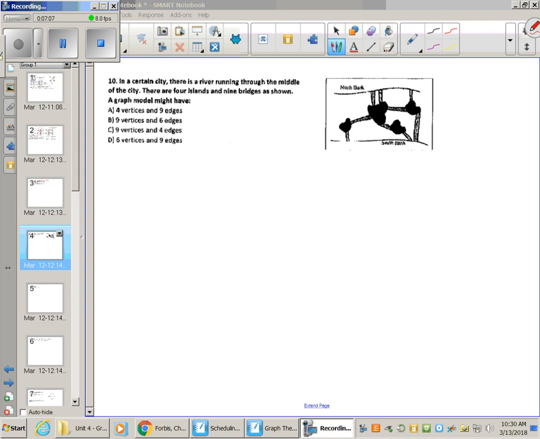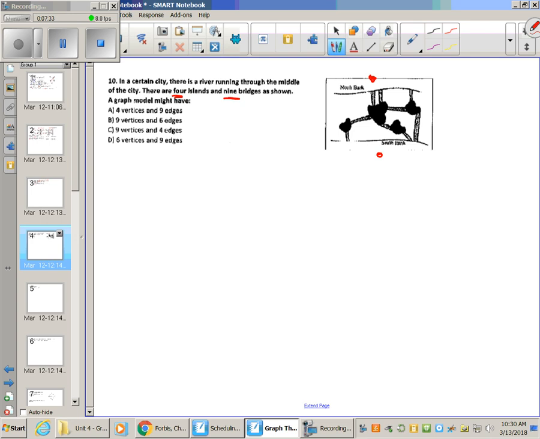Okay, this question right here, for those that are watching this video, here's your hint. People miss this question all the time on the test because they always forget about the north bank and the south bank. Okay, let's see what I mean. In a certain city, there is a river running through the middle of the city. There are 4 islands and 9 bridges as shown. A graph model might have what?